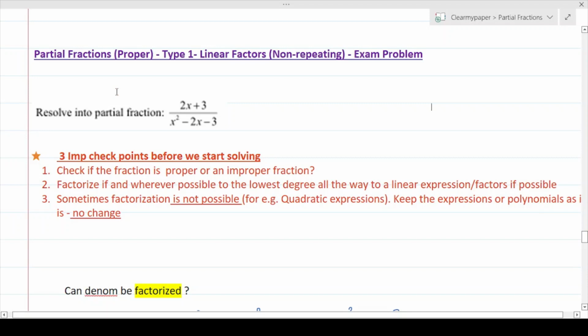Let's solve a live problem on partial fractions, and in this case we're going to solve type 1: linear factors, non-repeating. This kind of problem is very common in all the exams. So let's talk about that.